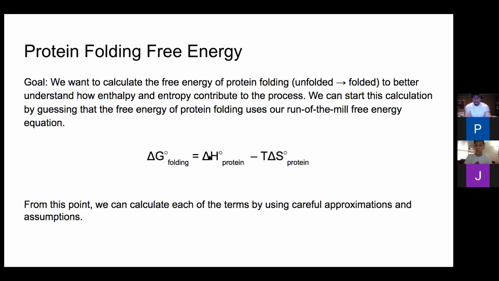And just to be a little bit more explicit, the change in enthalpy of the protein is the change in the enthalpy of the interactions within the protein, and the change in entropy of the protein here is the change in the number of configurations as the protein folds. So in order to evaluate this expression, we need to first evaluate these terms, the change in enthalpy and the change in entropy. We don't need to calculate the temperature because that's just a property of the system, right? We can just arbitrarily choose a temperature.